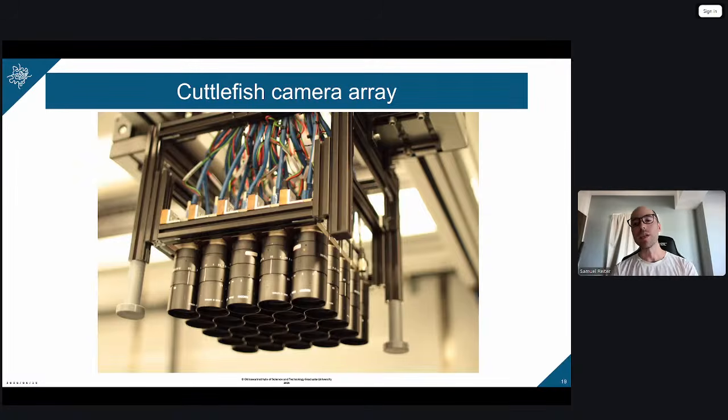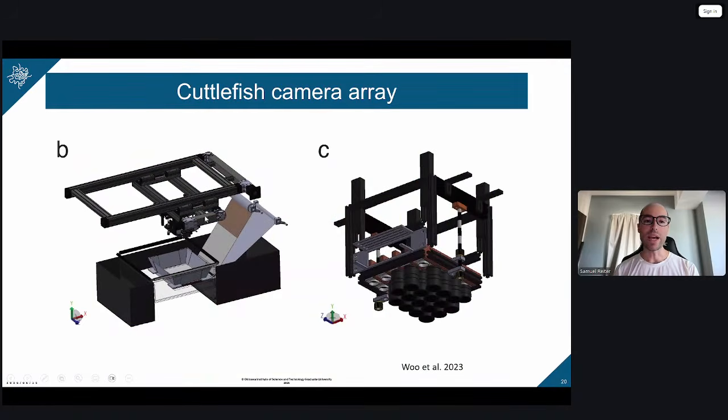So to do this, we constructed an array of cameras. This is 25 4K cameras put into a square array. And we mounted this array of cameras on a rail system overlooking an animal's tank. So this allows us to get the resolution needed to see the individual chromatophores, but have a large field of view so we can capture the entire animal as it swims around and camouflages to the background.